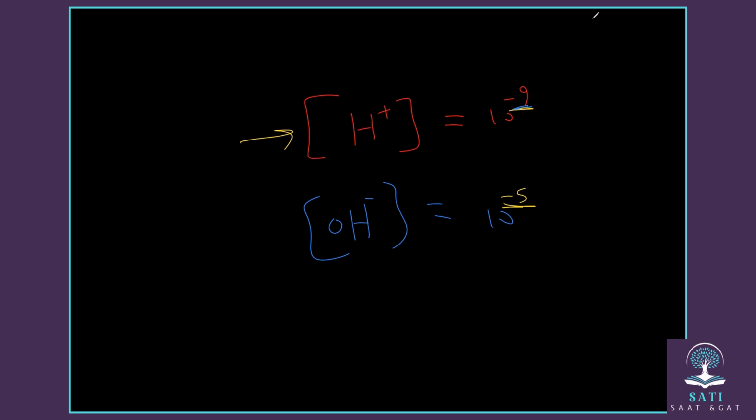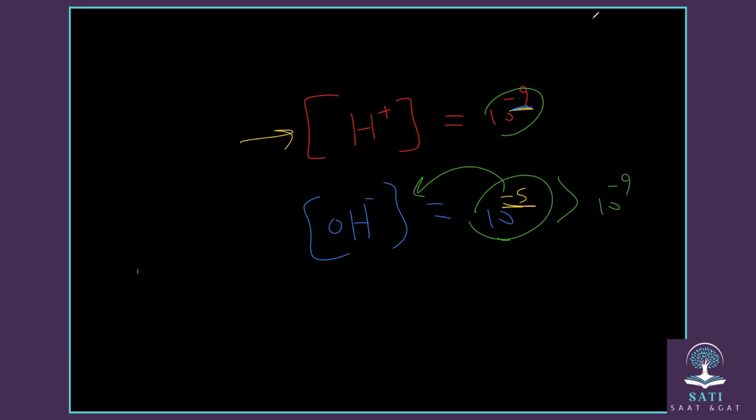Now which one is greater, 10 to the power of negative 5 or 10 to the power of negative 9? Since the power is negative, 10 to the power of negative 5 is greater than 10 to the power of negative 9. Since this one is greater and it is for the OH, this solution is basic, because the OH has higher concentration than H. I hope that is clear.